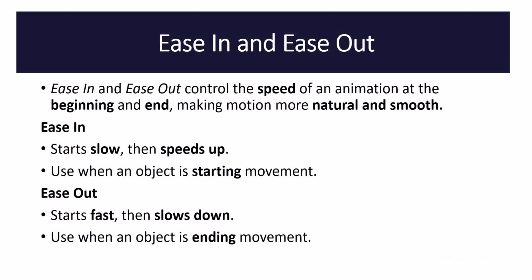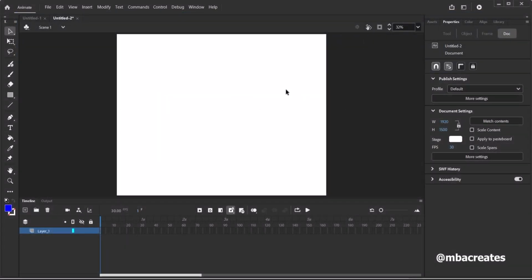Ease in and ease out control the speed of an animation at the beginning and the end. You can use ease in when an object is starting a movement, and you can use ease out when an object is ending a movement. So let's take a look at how to create the ease in and ease out effect in Animate.